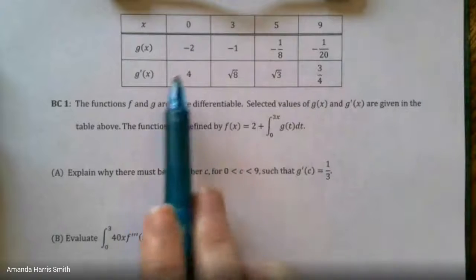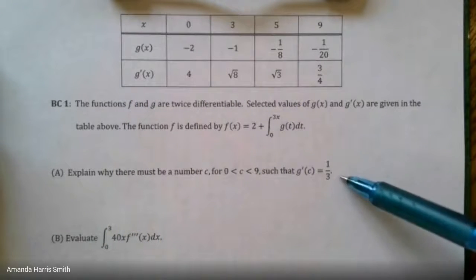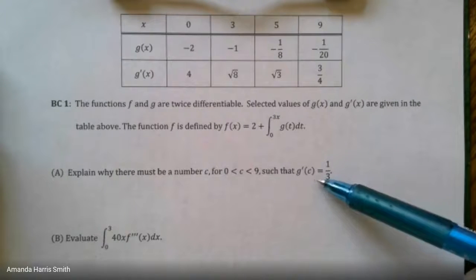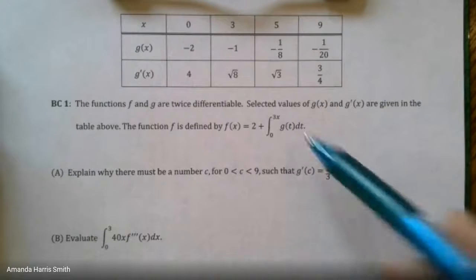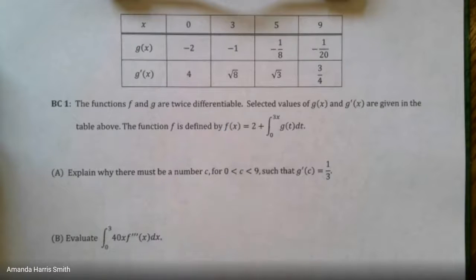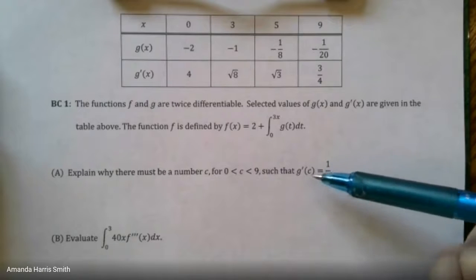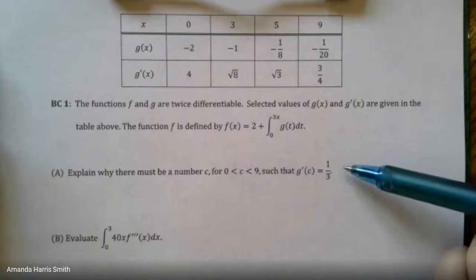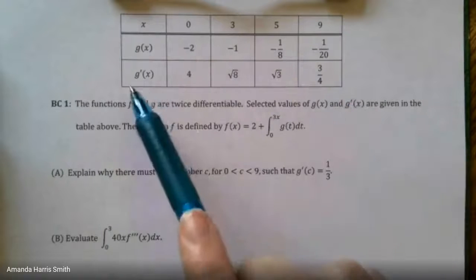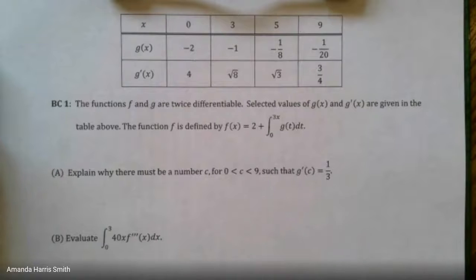If any of these g prime values were less, then we could say that by the intermediate value theorem, if we have one that is less than 1/3 and one that is greater than 1/3, then because it's continuous, there must be a value in between. Intermediate means something in the middle, so 1/3 would be between something lesser and something greater. We could use IVT for that. However, because all of these g prime values are greater than 1/3, we can't use IVT here.